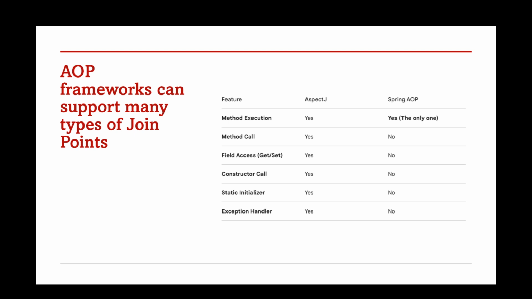Now, this might sound limiting. But in reality, method execution covers 90% of real-world AOP use cases. Logging, security, transactions, monitoring, all of these happen at the method level. So for everyday Spring Boot development, this limitation rarely matters. If you ever need JoinPoints beyond method execution, that is when you reach for AspectJ, which supports all JoinPoint types.